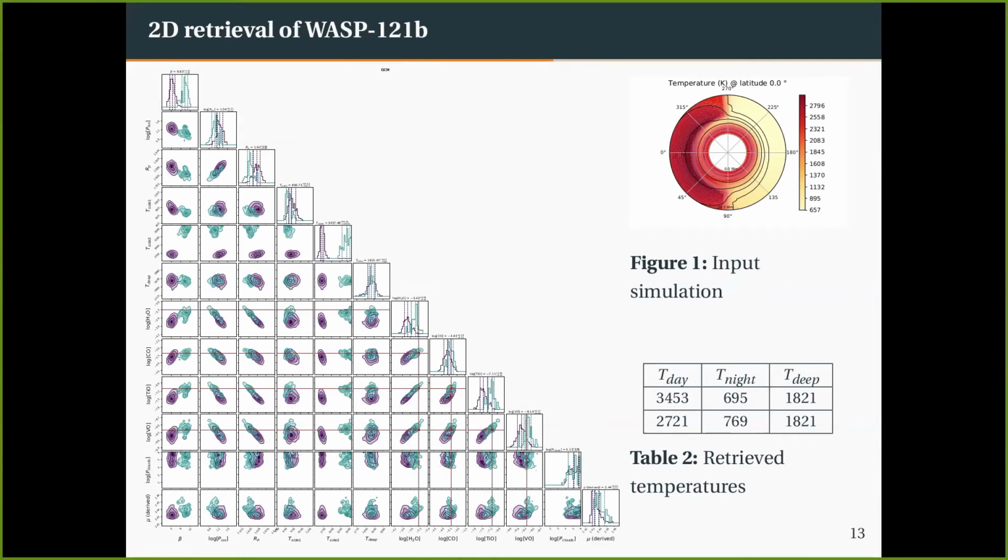Actually, yeah, we are looking into that. We wanted to check about the winds. It's not implemented yet, but it's something we are looking at indeed.